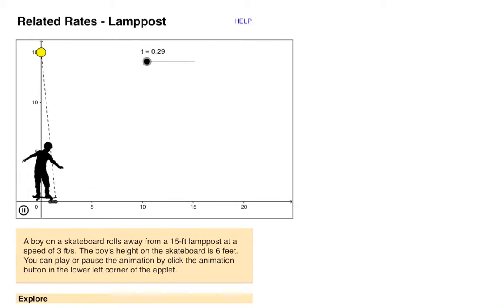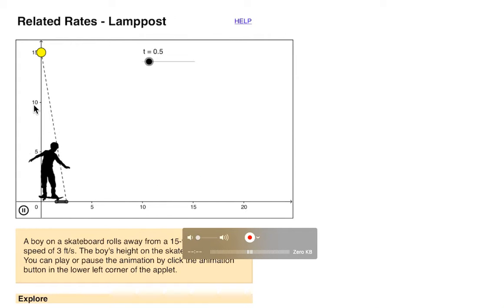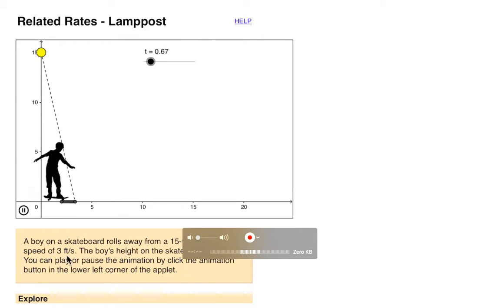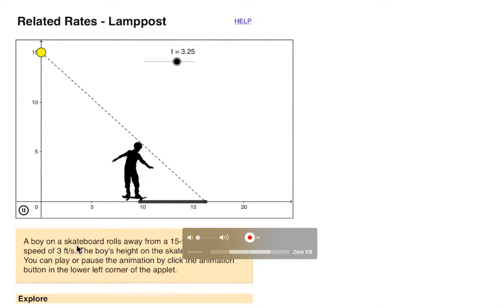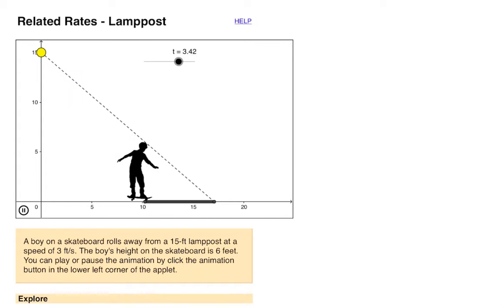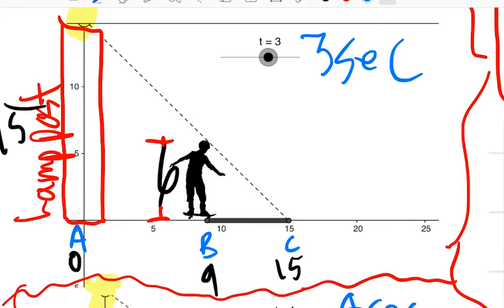And the information that we know is that the skateboarder is 6 feet tall. We know that the lamp is 15 feet tall. And we know that the skateboarder is skating at a constant speed of 3 feet per second. So let's take all this information and put it into a diagram and start doing some analysis.